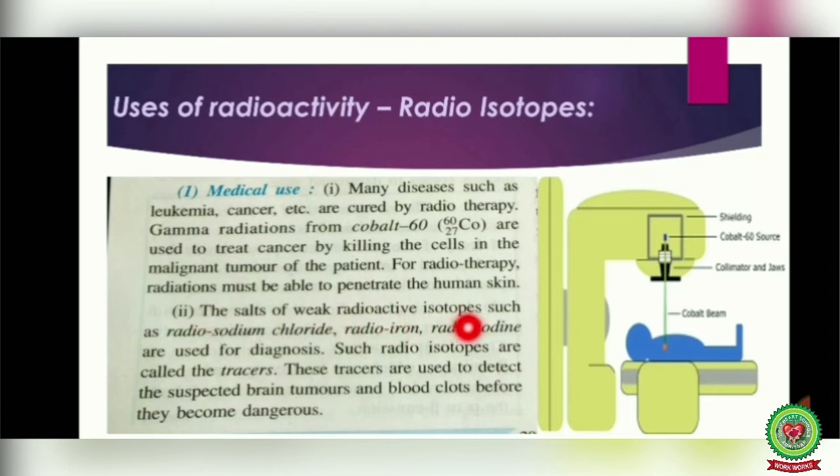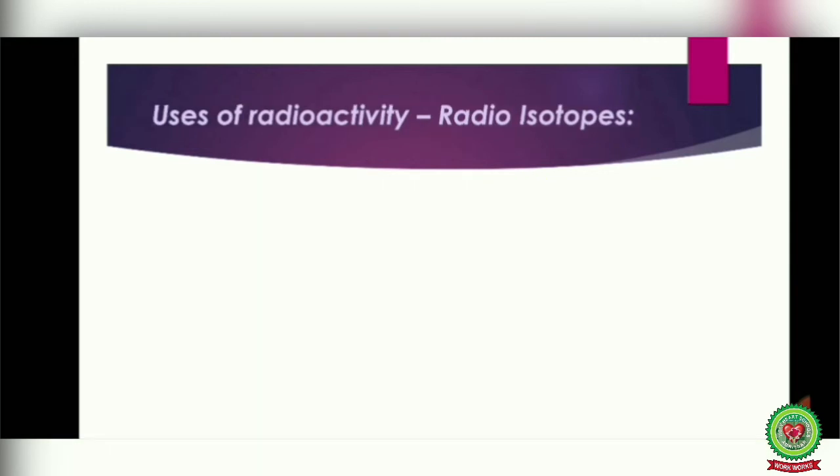The salts of weak radioisotopes such as radiosodium chloride, radioiron and radioiodine are used for diagnosis. Diagnosis means to perform tests. Such radioisotopes are called tracers. These tracers are used to detect suspected brain tumors and blood clots before they become dangerous. So they are used to detect the problems at early stages.